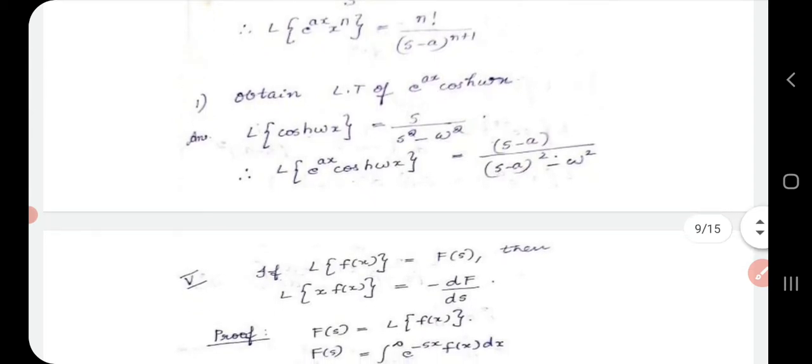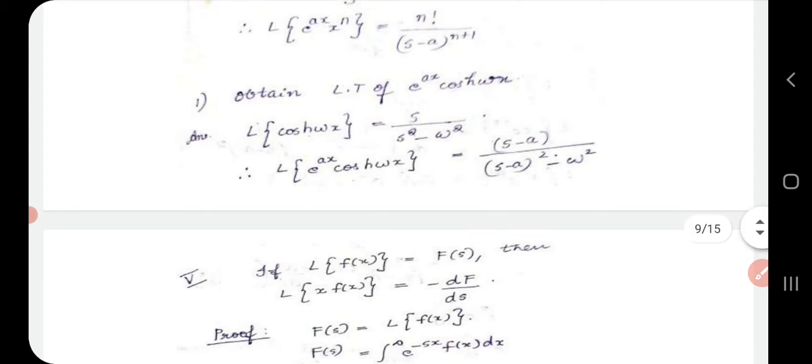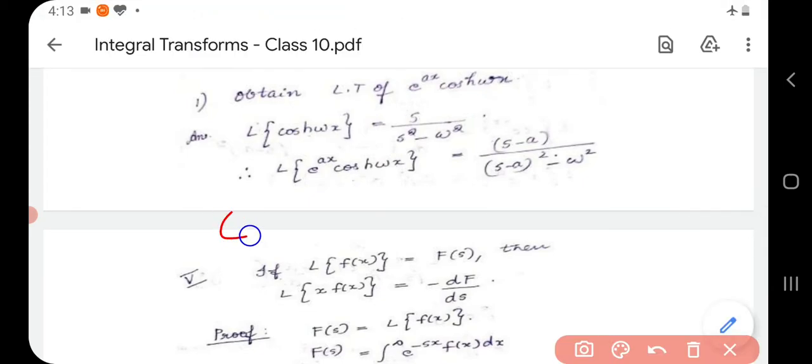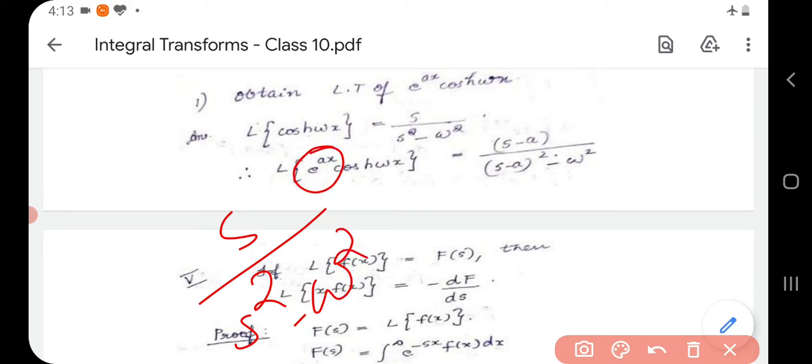Now similarly, obtain Laplace transform of e raised to ax cosh omega x. Just now we have derived the formula for Laplace transform of cosh omega x. What was it? s by s square minus omega square. Since you are having an e raised to ax term, what you have to do? You have to subtract this a from s. So your answer will be s minus a by (s minus a) the whole square minus omega square. Okay.